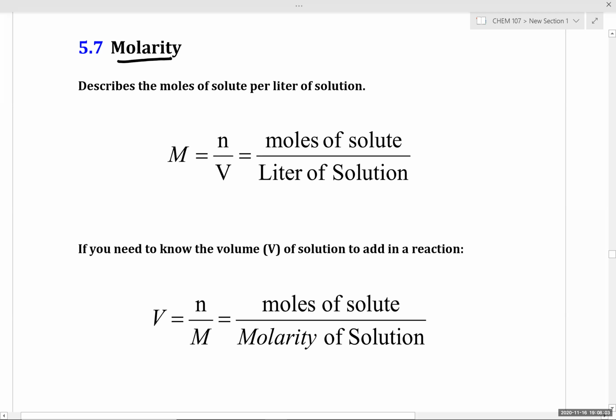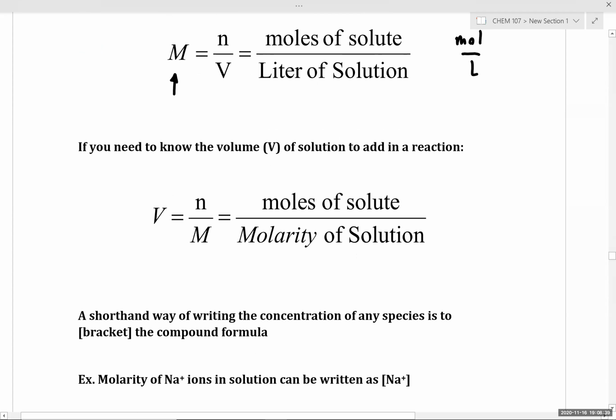Now it's very important to pay attention to the units in molarity. Molarity describes the moles of solute per liter of solution. So molarity represents concentration in terms of mole per liter. Molarity, which is written with a large M, represents the concentration in mole solute per liter solution. So the total volume of the solution.